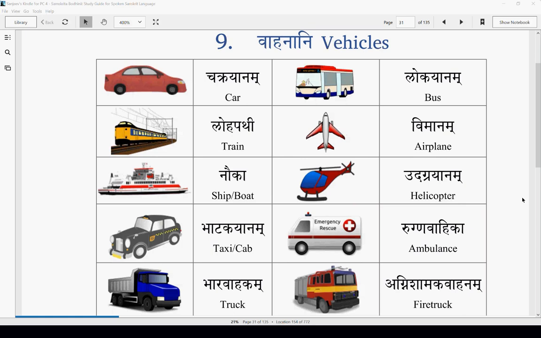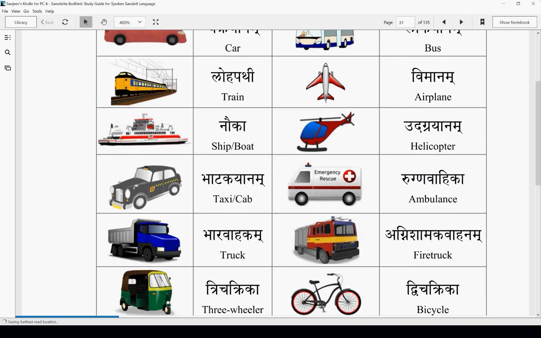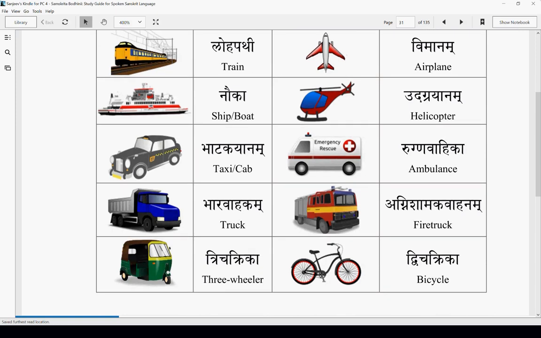So why is the same thing in both genders? We can say Vahanam also, Vahika also. Doesn't matter. Bharavahakam, truck, Agnishamaka Vahanam. Wherever there is Vahakam, you can add Vahanam or Yanam or Vahika. They all mean the same thing, but the gender is different. Vahika is Strilingam; Vahanam, Yanam, Vahakam are all Napunsakalingam.